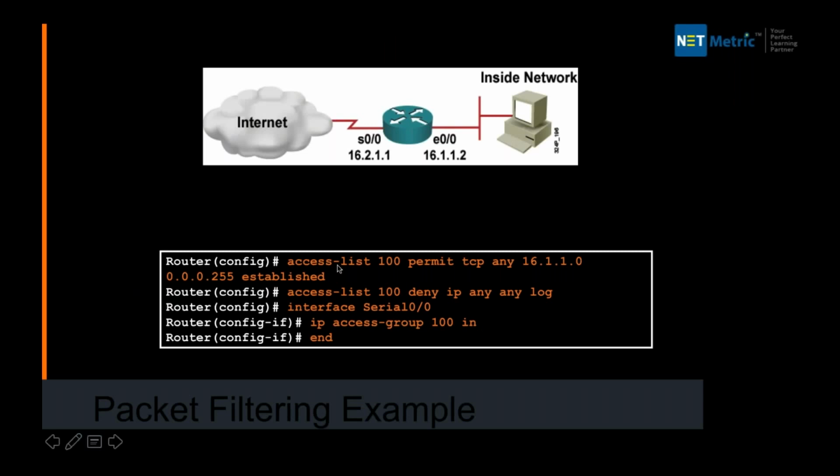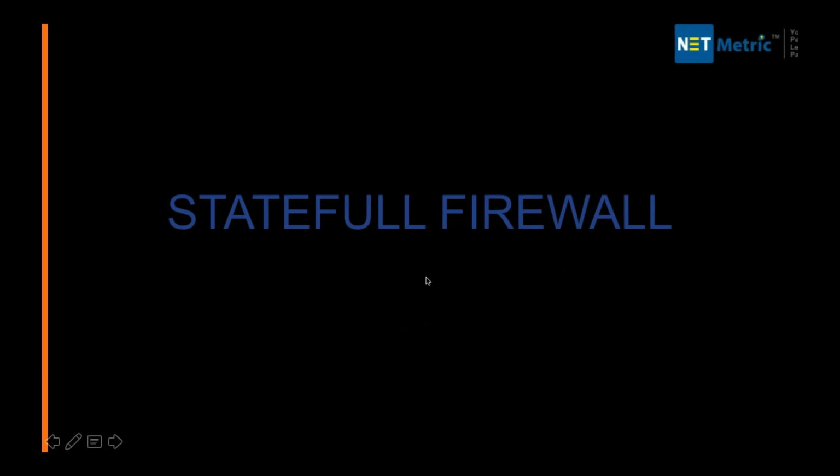But how do we deploy packet filtering? Normally on a particular router, with an access list in which you define your permit and deny statements, because by default there is an implicit deny at the end. Now let's talk about the stateful firewall.